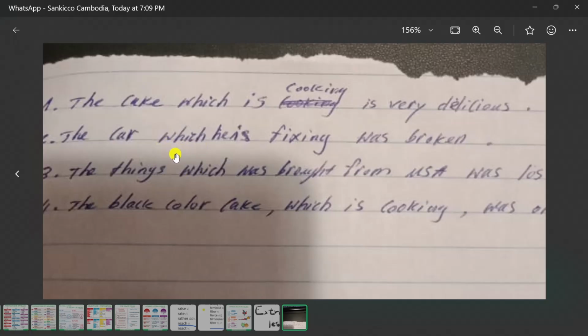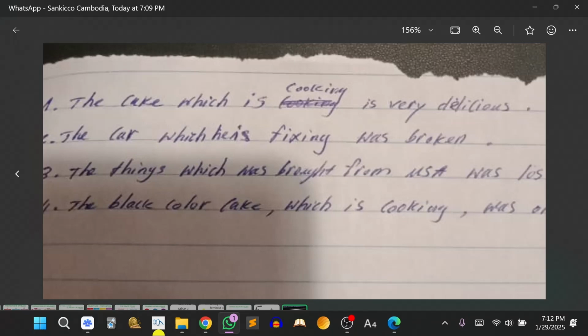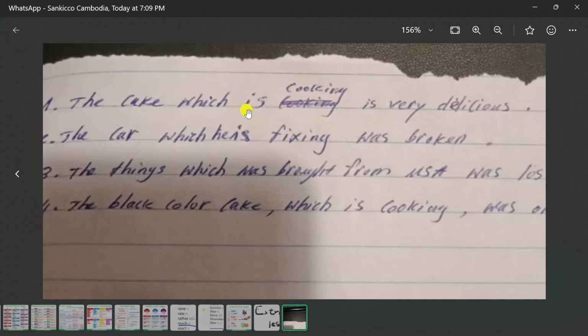And which over here is an object, right? So, is it a defining or non-defining? Think. You have to think. Can we remove the which or not? In the beginning you have to think a lot, but it will become faster. Can, yes, you can remove this which. The car he is fixing was broken.